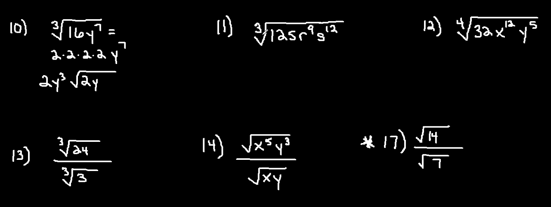Okay, moving on. For the cube root of 125 r to the 9th s to the 12th, I know the cube root of 125 is 5. That comes out front. And then I've got r to the 9th. So that's going to end up being r cubed, because we just do division here, right? 9 divided by 3 is 3. And then s to the 12 divided by 3 is 4. So this is a perfect cube root, and that's what I end up with. I'm sorry, cube root, not square root.